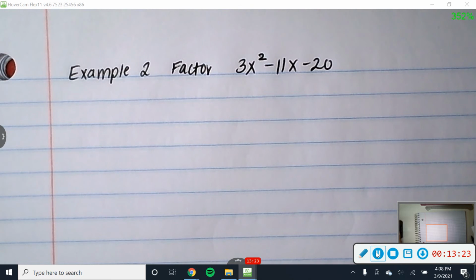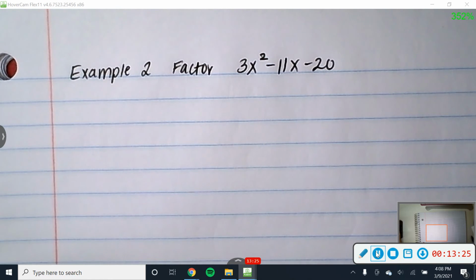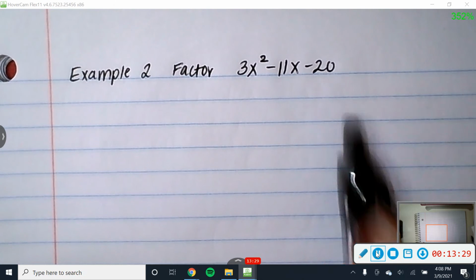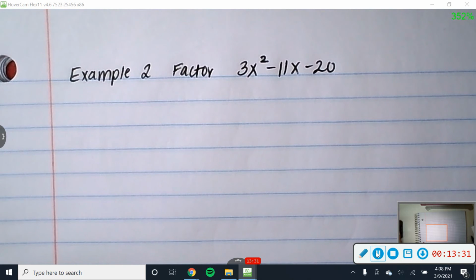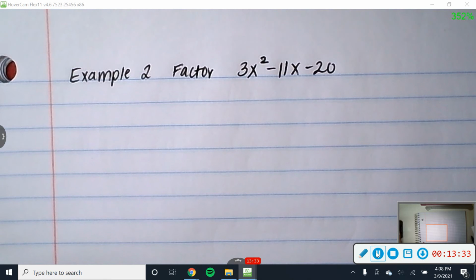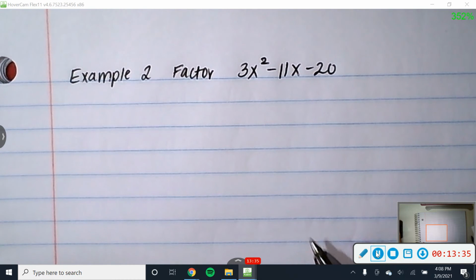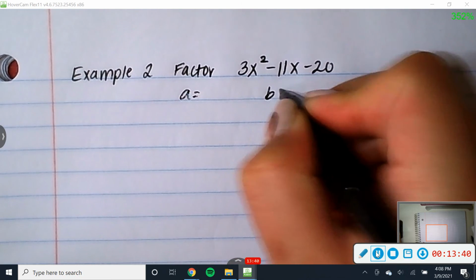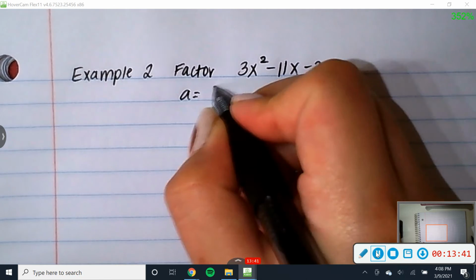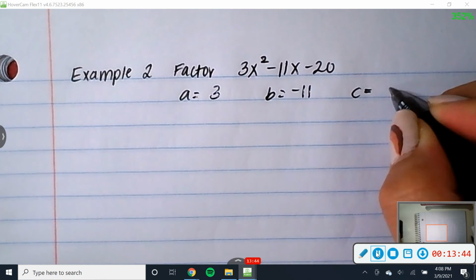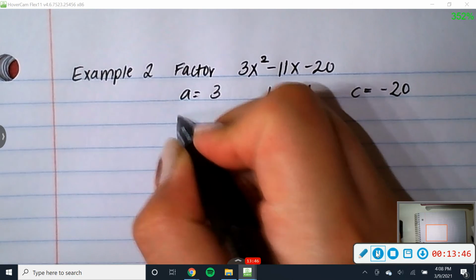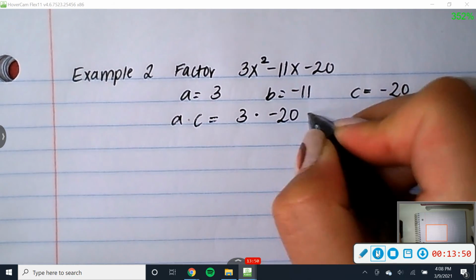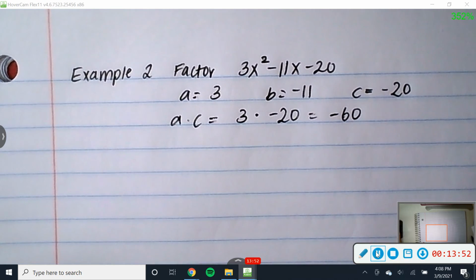Okay, so let's take a look at this. I actually gave it away earlier that there is no greatest common factor. 3, 11, and negative 20 do not have a GCF. So when that happens, you don't need to do that step, and you can just move straight into factoring with the box method. So that means we list out our a value, b value, and c value, 3, negative 11, and negative 20. Multiply a times c, so 3 times negative 20. And now we need to list all of our factors.